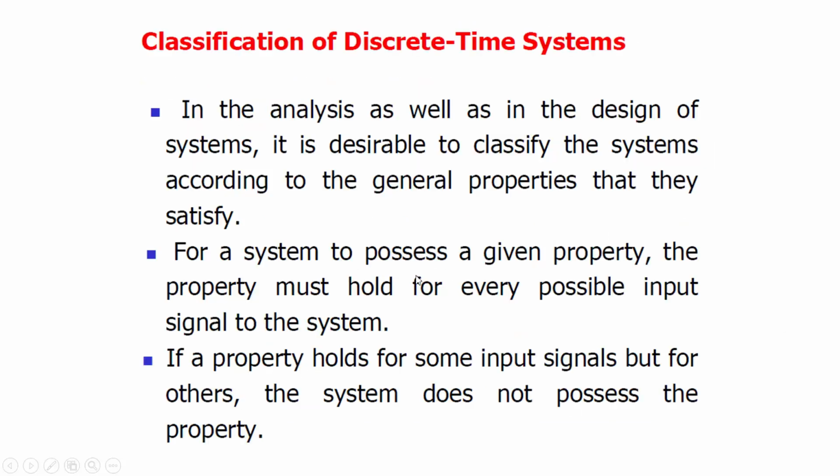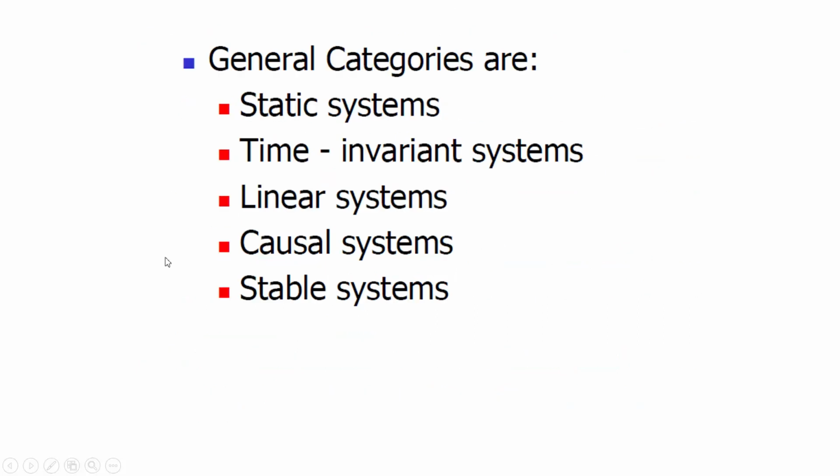Okay, let us now discuss the classification of discrete time systems. In the classification of discrete time systems, as you must have studied in your signals and systems course, the general categories of systems can be static systems or dynamic systems, time invariant or time variant systems, then linear systems and nonlinear systems, causal systems, and stable and unstable systems.